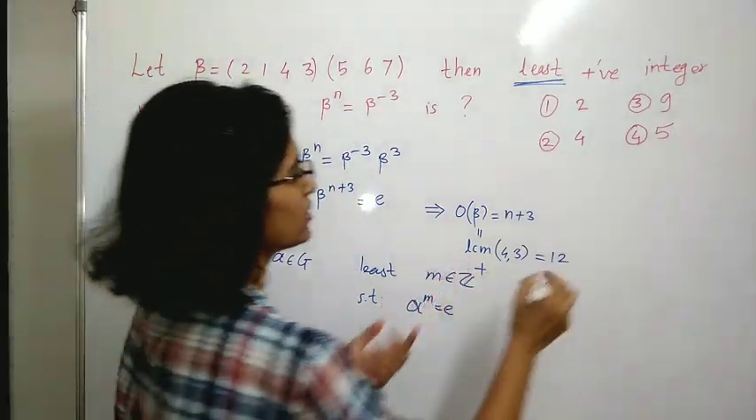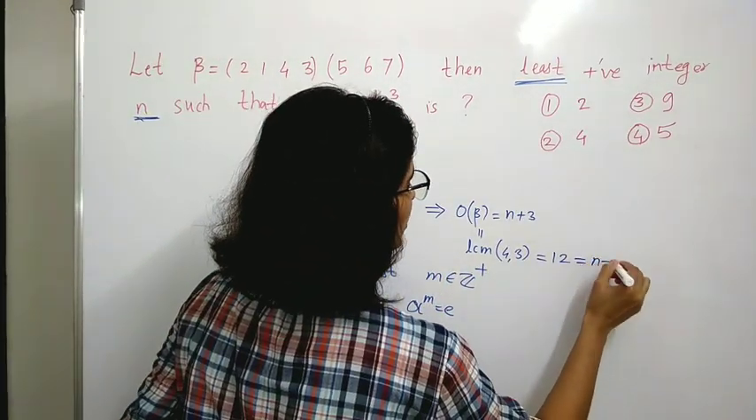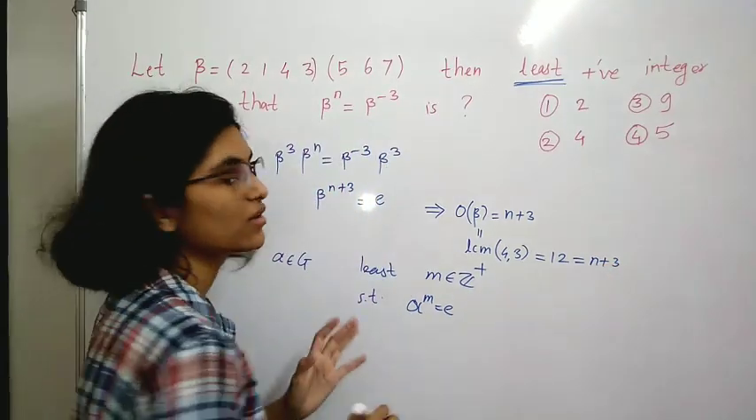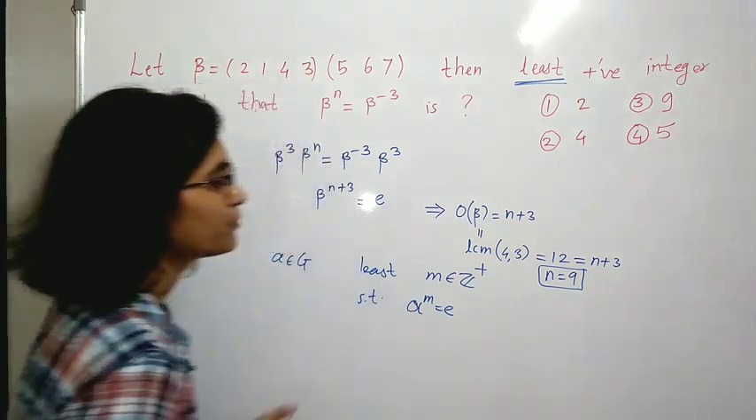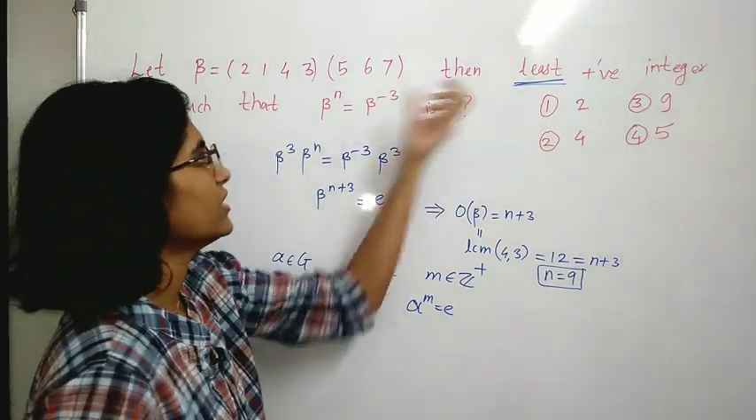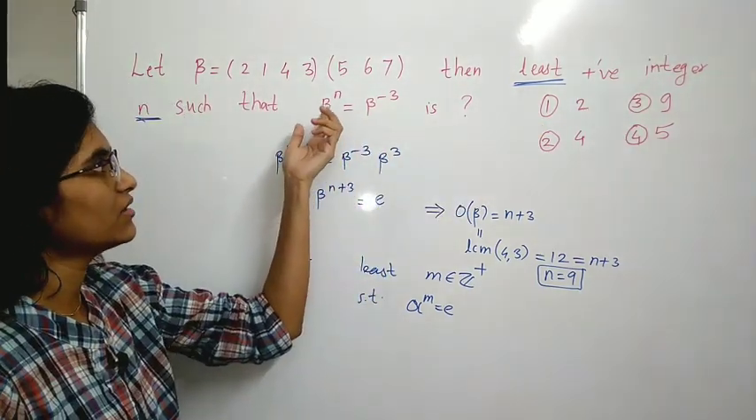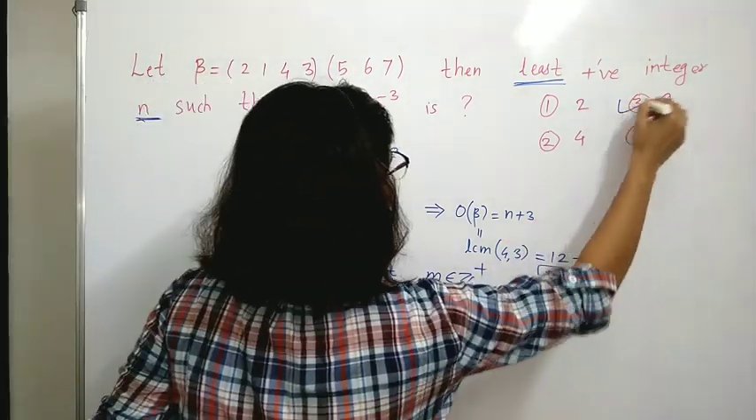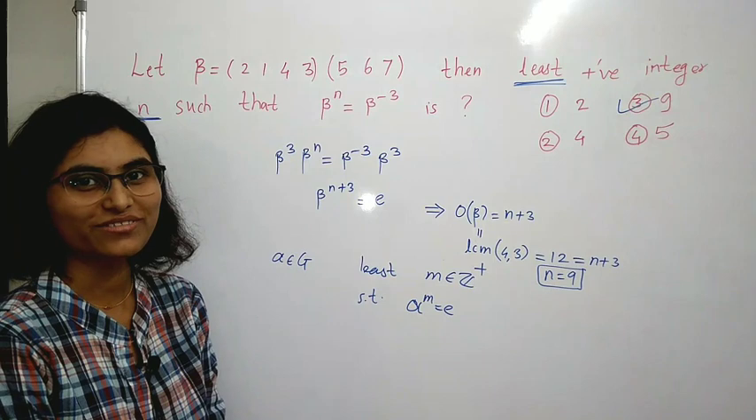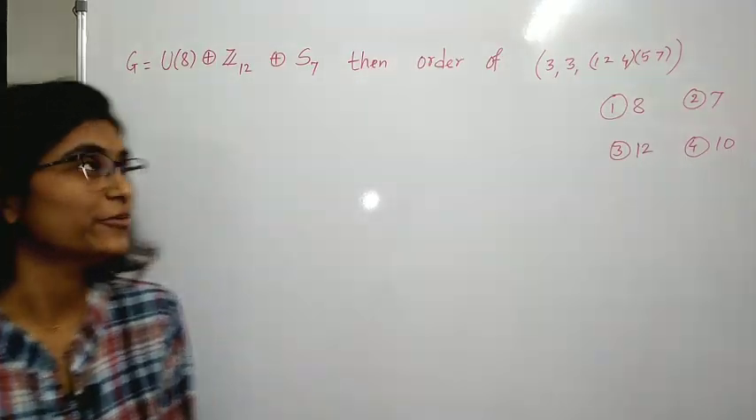So we want n such that 12 is equal to n plus 3, right? So n is just equal to 9. So 9 is the least positive integer such that beta raised to 9 is the same as beta raised to minus 3. So this third option is the correct option. Now let us solve the next question.